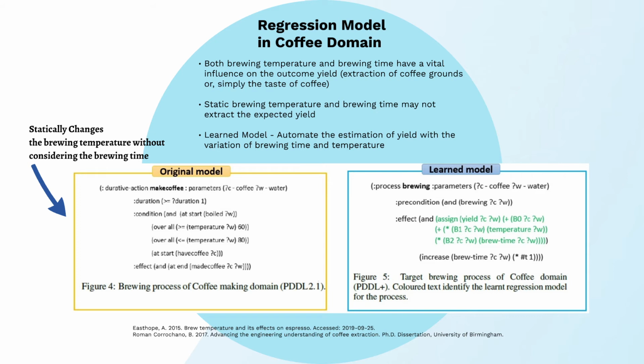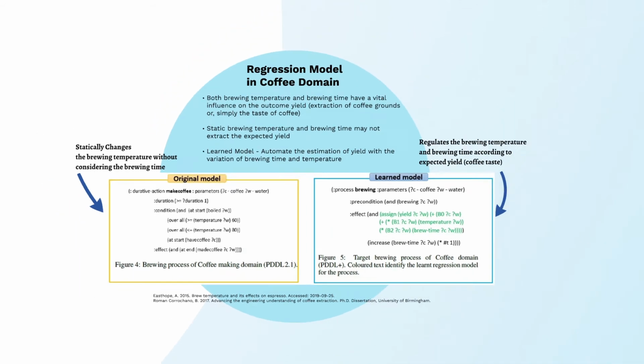We exploit the coffee data, which shows that both brewing temperature and brewing time have a vital influence on the coffee yield, which defines the taste of the coffee. The PDDL plus formulation with learned process model generates plan according to the expected yield by regulating the brewing temperature and brewing time.